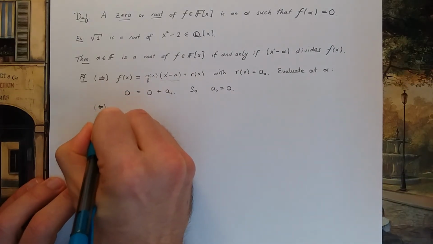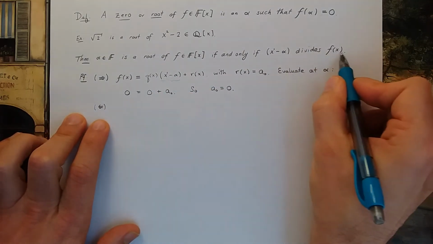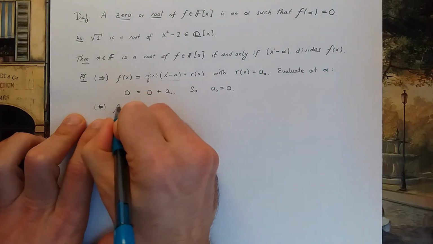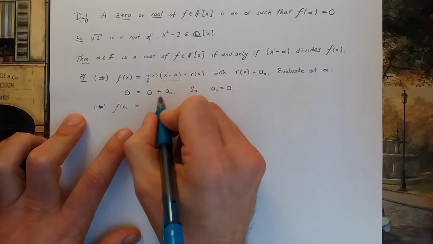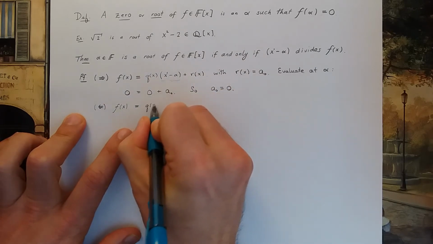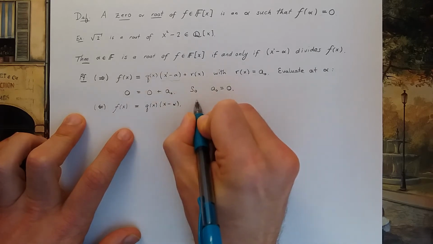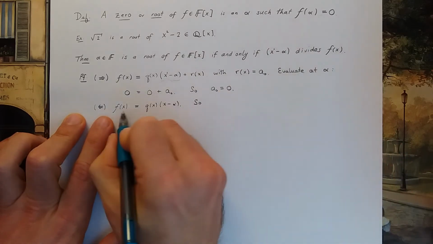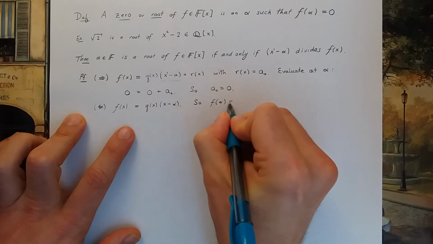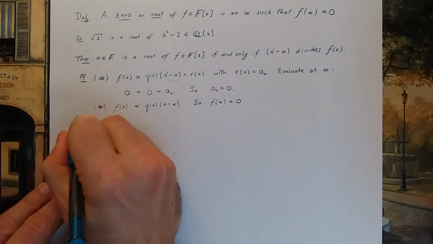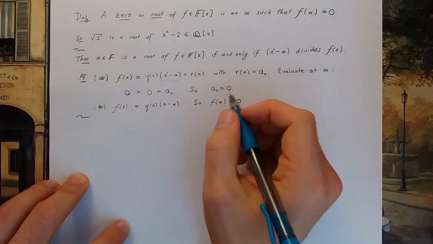And then the other direction, I'm going to assume that this term divides my function f. So by hypothesis, what that means is there's no remainder. So when I do division, I get q of x times x minus alpha. And now you evaluate at alpha, you replace every x with an alpha, and I see that f of alpha has to be 0. So that's the theorem. It's a pretty simple theorem, but it's a pretty nice one nonetheless.